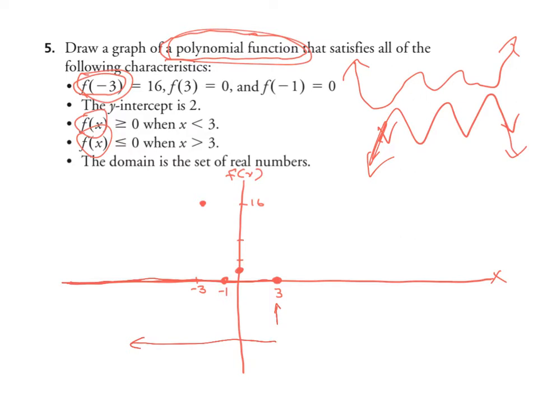Let's give this a nice little curve this way. Come in like this. I may have to erase because I haven't looked at the other things yet, but so far so good. f of x is less than or equal to 0 when x is greater than 3. So on this side, it has to be below or on the x-axis. On the other side, it has to be above. It can't be below, or it could touch, greater than or equal. And on the other side, it has to be below or equal. So it's not allowed to go above.